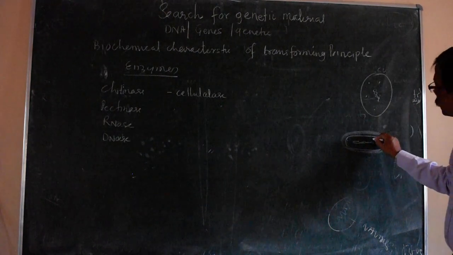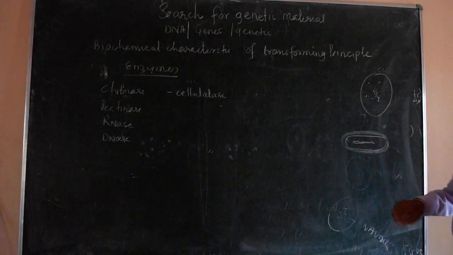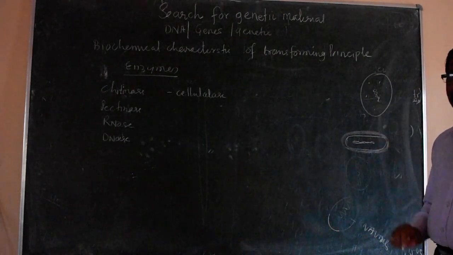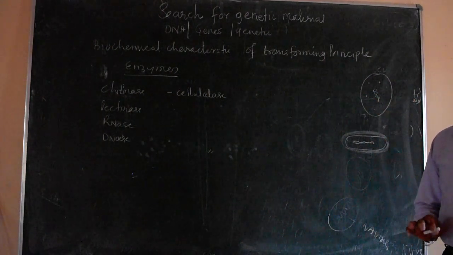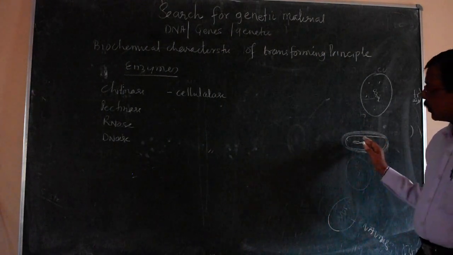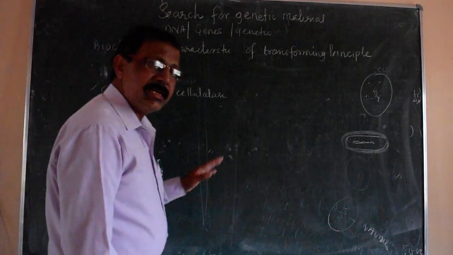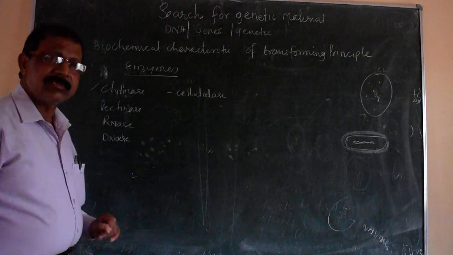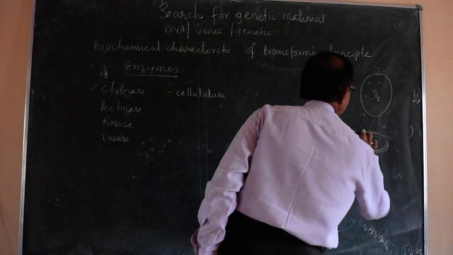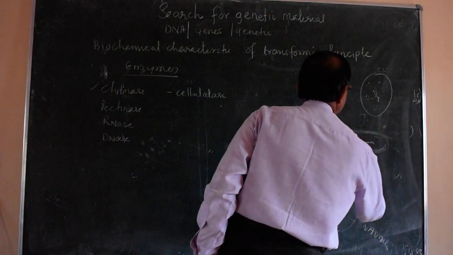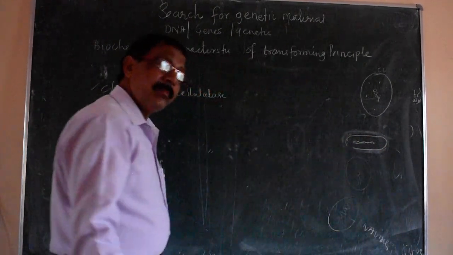And besides this, bacteria may also contain RNA, and for that the RNase enzyme. Then the bacteria already contain DNA, as I have shown in the diagram, and for that DNase. So all these enzymes digest the components. The chitinase enzyme, cellulase enzyme, and pectinase enzyme digested the cell wall of the bacteria. Okay, here the cell wall is gone, and only the cell membrane remains.